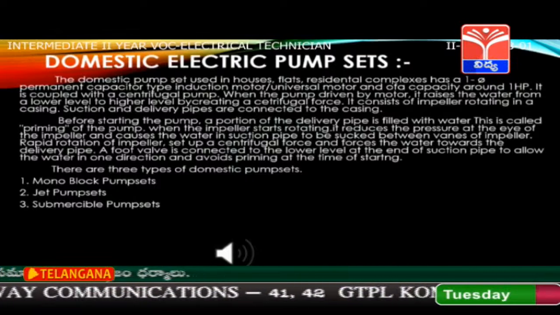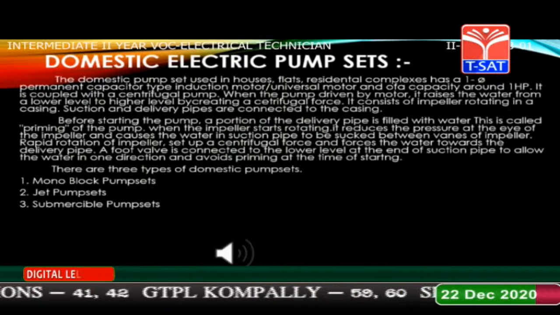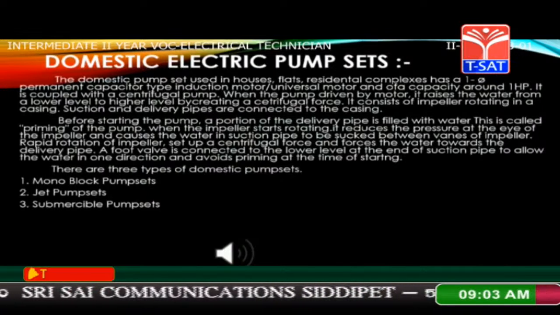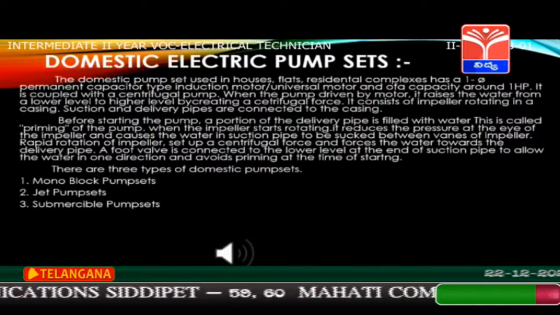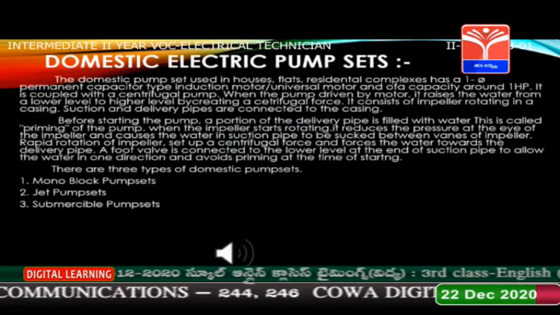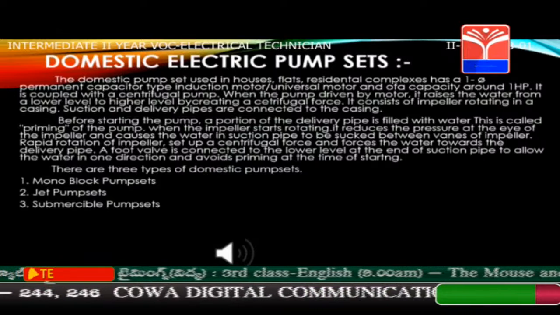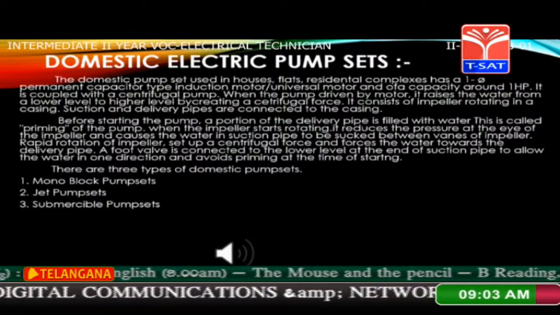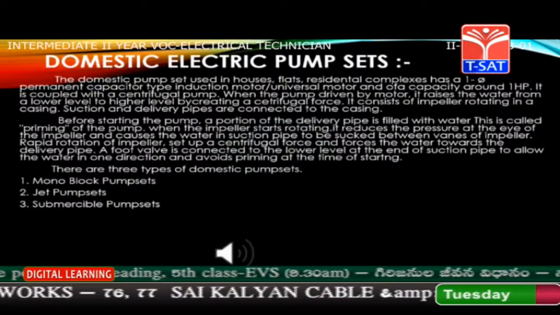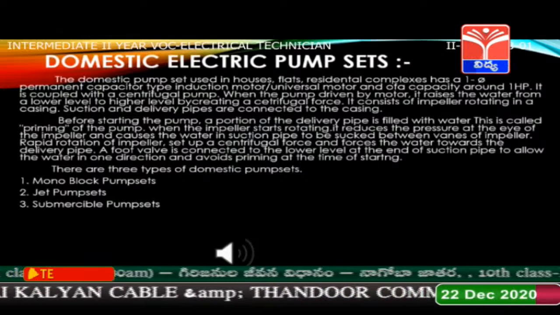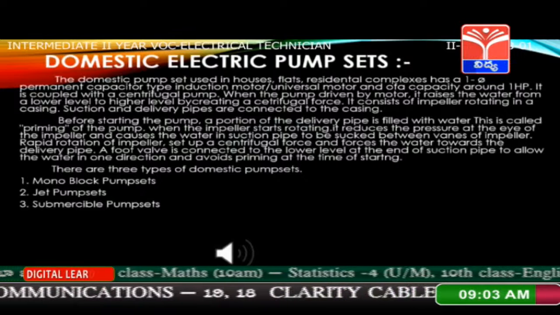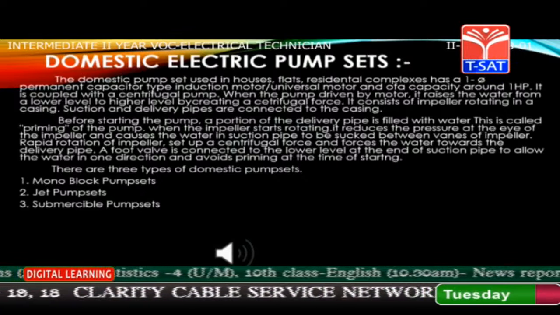Suction and delivery pipes are connected to the casing. Before starting the pump, a portion of the delivery pipe is filled with water. This is called priming of the pump. When the impeller starts rotating, it reduces the pressure at the eye of the impeller and causes the water in the suction pipe to be sucked between the vanes of the impeller. Rapid rotation of the impeller sets up a centrifugal force and forces the water towards the delivery pipe.